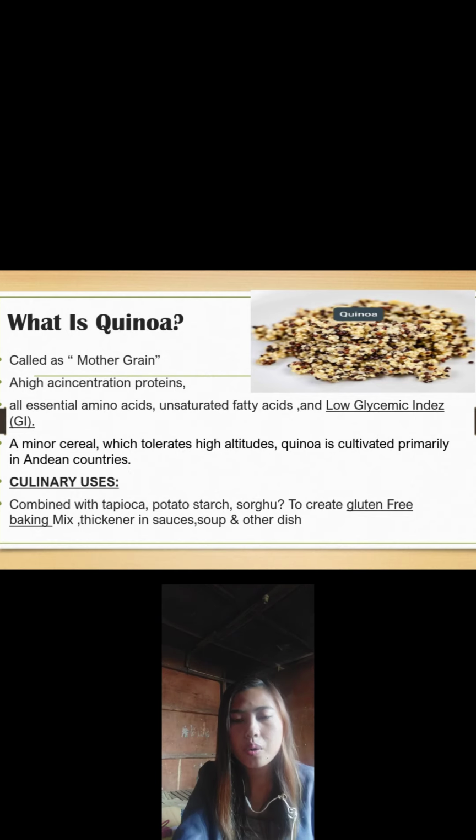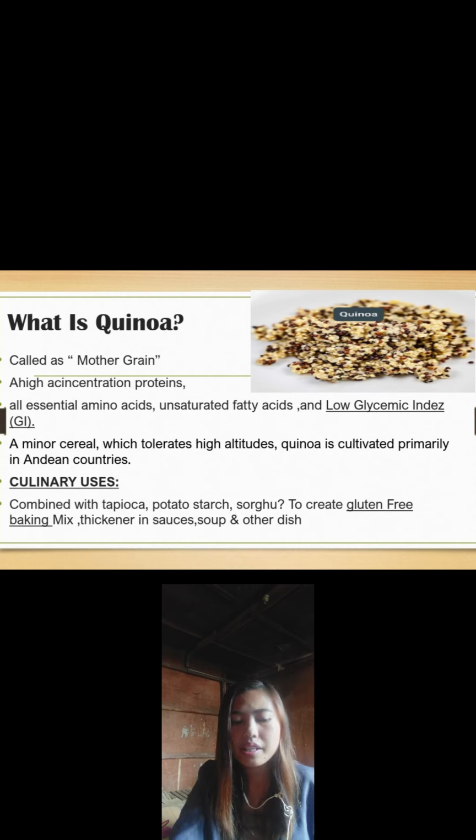What is a quinoa? Quinoa is called a mother grain. So quinoa is a high-concentration protein with all amino acids, unsaturated fatty acids, and a low glycemic index. So what do you mean by low GI? Low GI foods contain carbohydrates that take longer to break down than high GI foods, meaning it won't cause a dramatic spike in blood sugar because it contains fiber and protein which slow the digestion process.